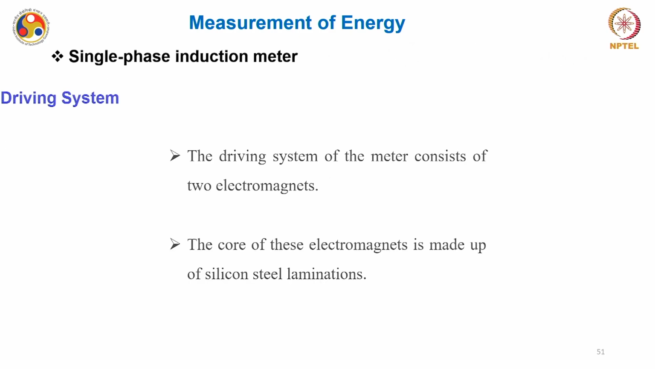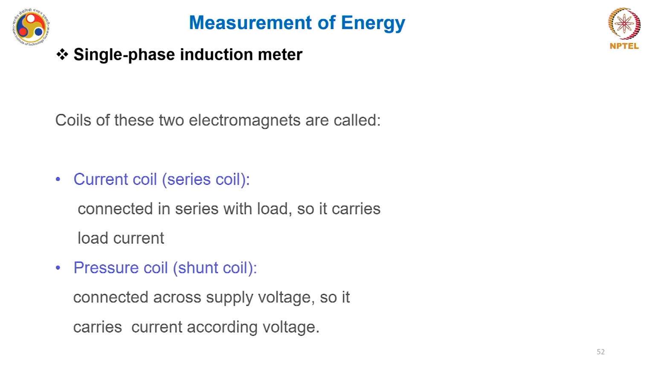If we see the driving system of the meter, it consists of two electromagnets. The core of these electromagnets is made up of silicon steel lamination. Now, the coils of these two electromagnets are called the current coil, sometimes also known as the series coil, because they are connected in series with the load so that it carries maximum load current. And then we have the pressure coil, which is also known as the shunt coil, which is connected across the supply voltage, so it carries current according to the voltage.